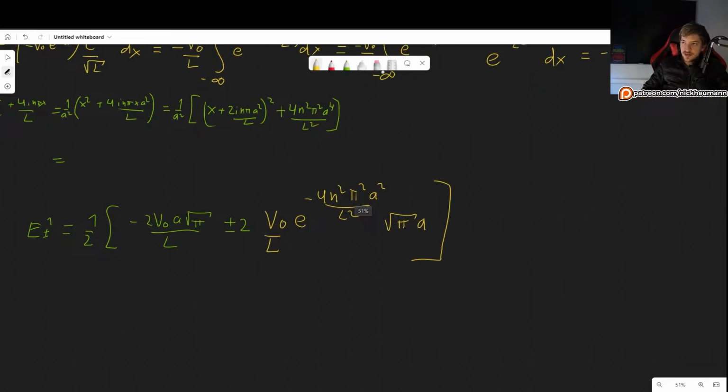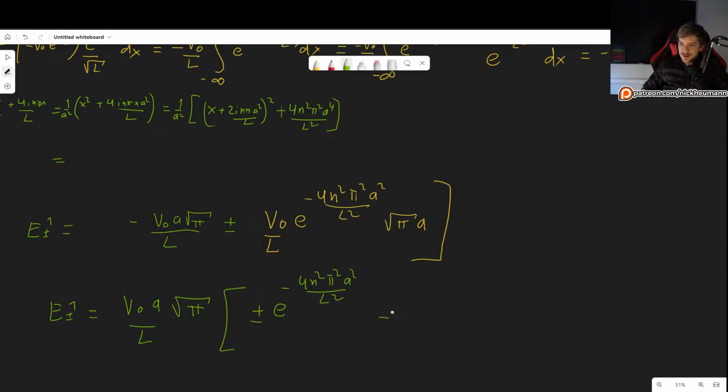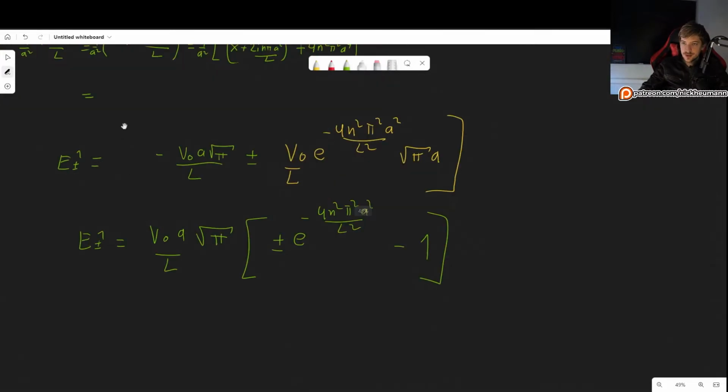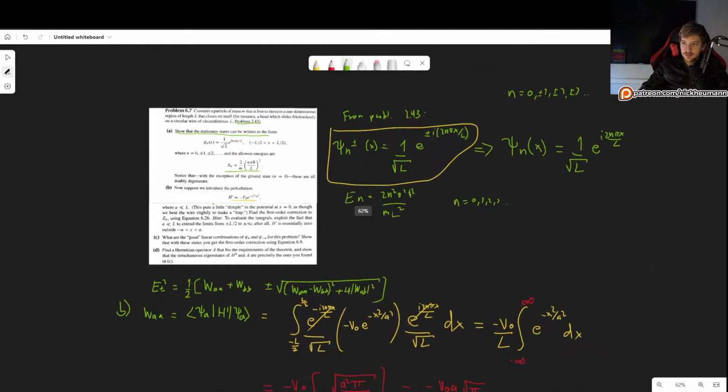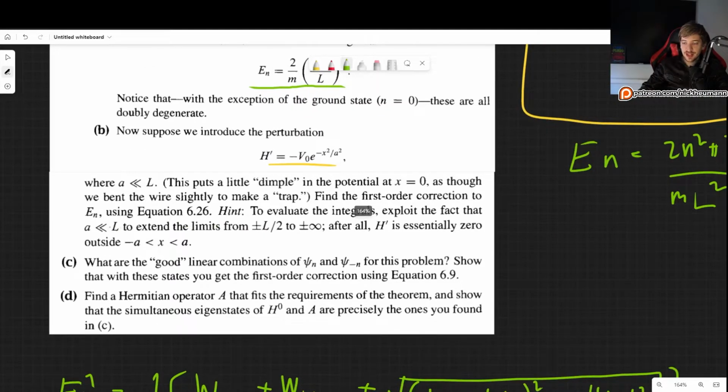We can simplify a few more things. So we can, of course, divide by 2. We can also factor out, so e plus minus. We can factor out V0 a over L square root of pi. So we end up with plus or minus e to the minus 4n squared pi squared a squared L squared minus 1. Now let's check out part C, because we already found the energy that we were looking for.